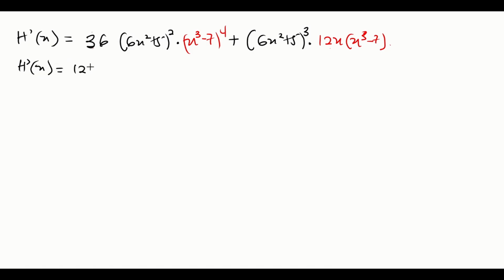Now this is still going to multiply. Now let's see what else I can factor out. This is 6x to the power 2 plus 5, all to the power 2. The same thing that I have here, I have it here, but here it is to the power 3.